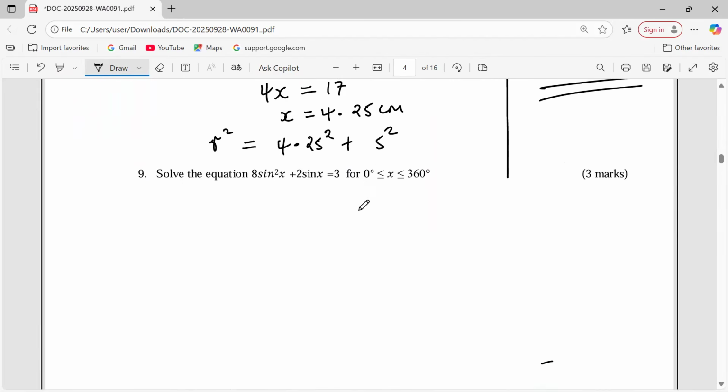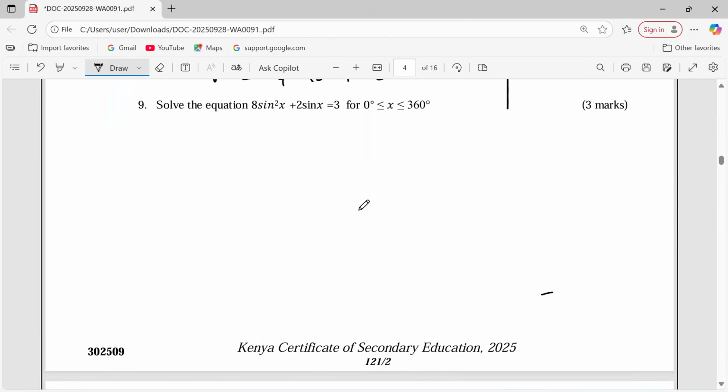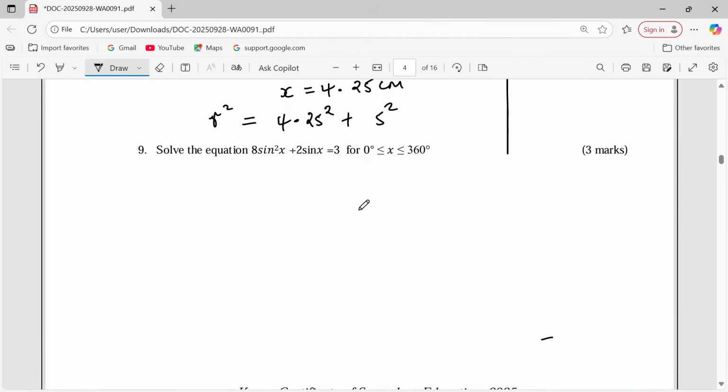That's a very interesting question. Very interesting. Look at number 9. And I hope you remember our consultation line 07, 04, 15, 33, 66, like that. That's number 9. Solve the equation 8 sine squared x plus 2 sine of x equals 3, x ranging between 0 and 360 degrees.